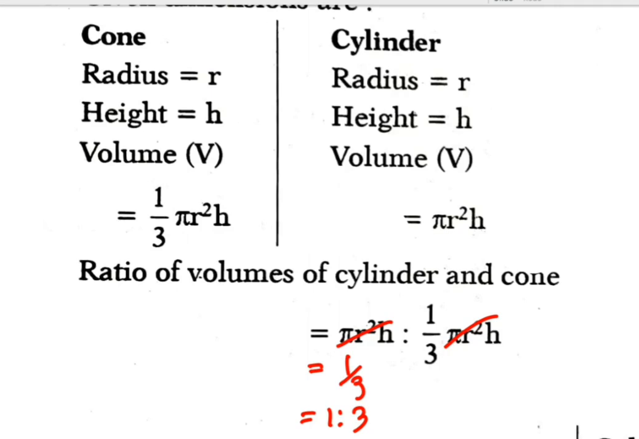Their volumes are in the ratio 3 is to 1. So that is 1 is to 1 by 3 is equal to 3 is to 1. The ratio of volumes of cylinder and cone is 3 is to 1.